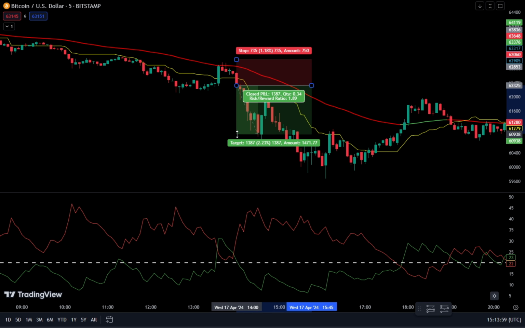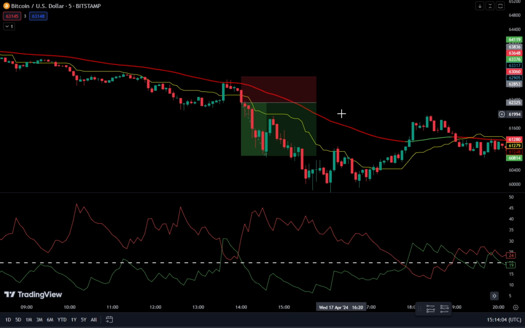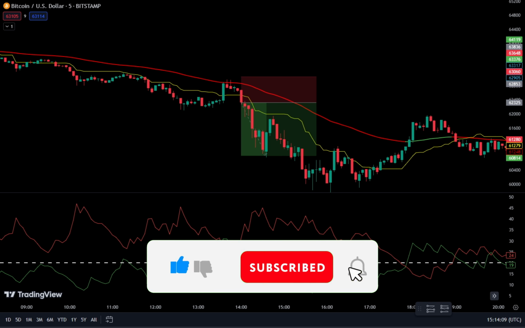Set the stop loss at the most recent swing high to manage risk. Use a target take profit with a risk and reward ratio of 1 to 2, ensuring the potential profit is twice the risk taken.